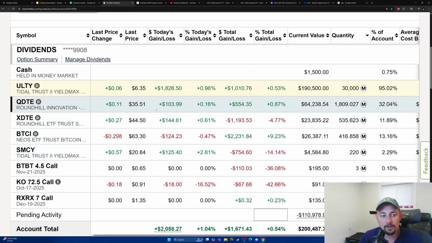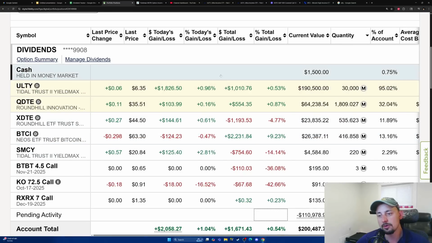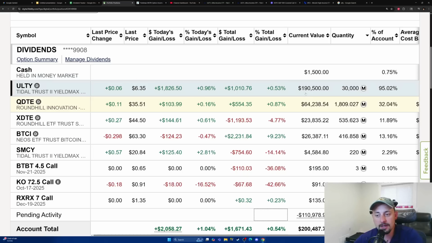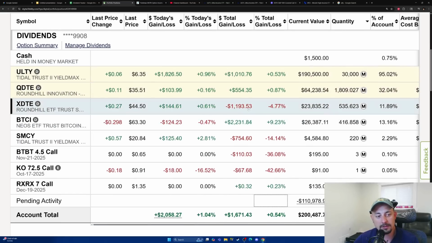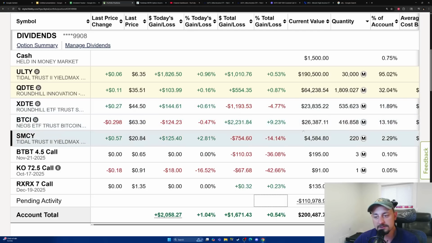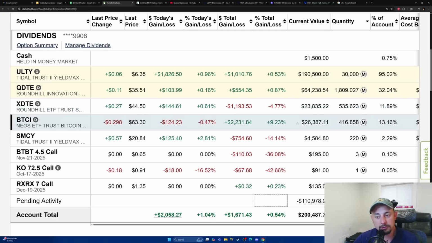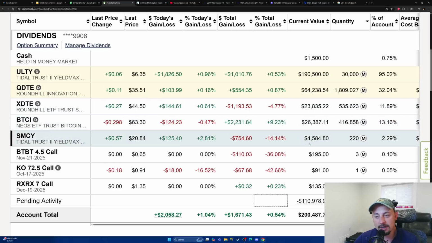But really, my largest position here, you can see ALTI, 190,000 and a half. QDTE, I'm up 64 grand. XYZY down $23,000. BTCI, I'm loving this one, $26,000. SMCY, I've held this one since really the beginning when I built this portfolio. It's been down, but it's slowly climbing back up.